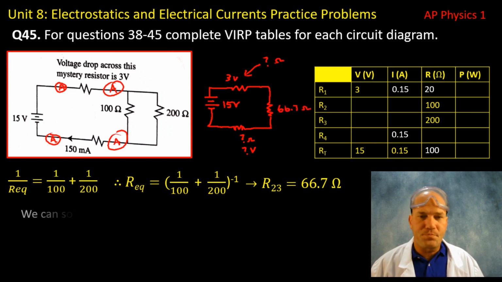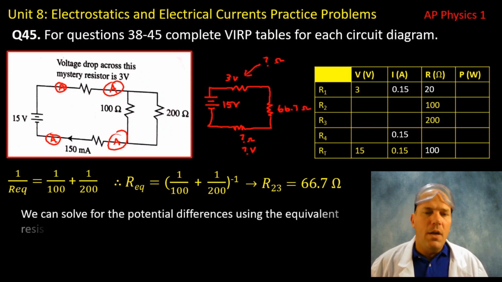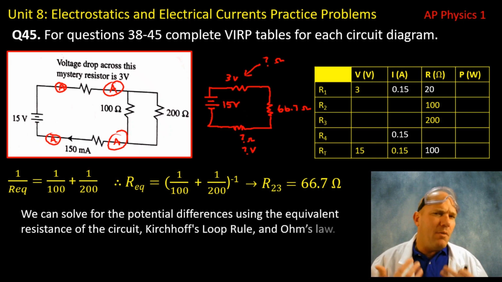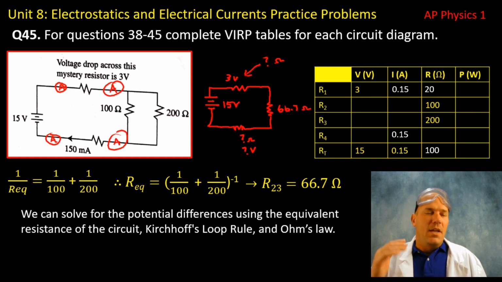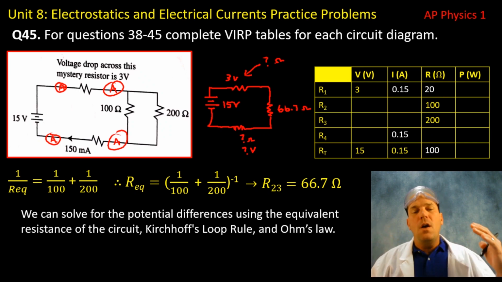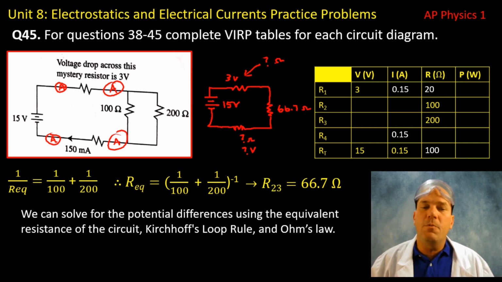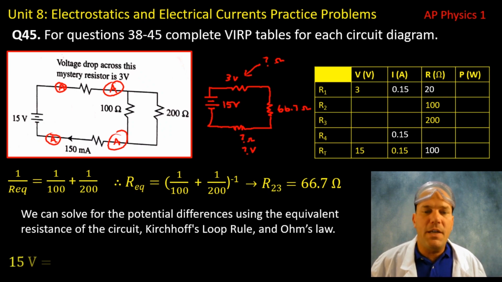That's very useful. Now we can redraw the diagram. However, we now know the resistance of the mystery resistor to be 20 ohms. We are given nothing about R4. However, we do know the current based on the current reading in the circuit. So we know the current across R4. We can find this using Kirchhoff's loop rule, Ohm's law, and of course the equivalent resistance for the circuit. Let's look at what this would look like.